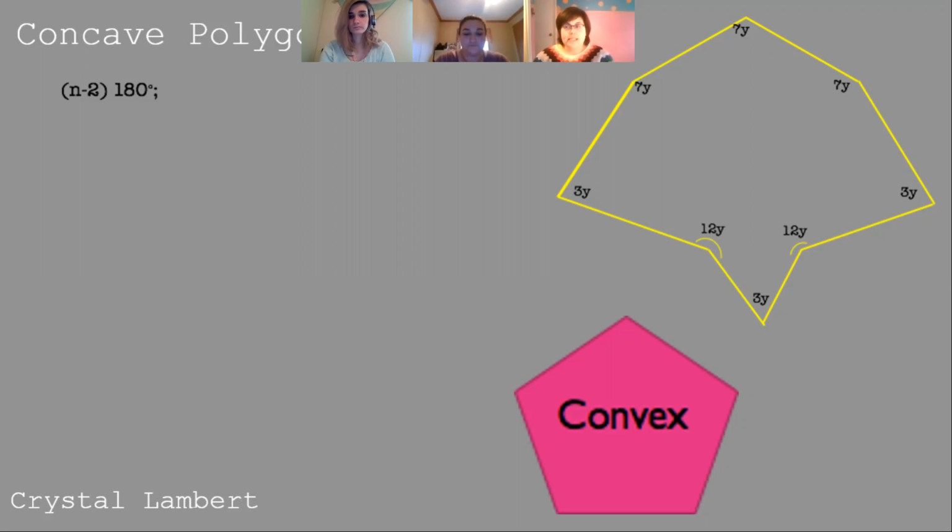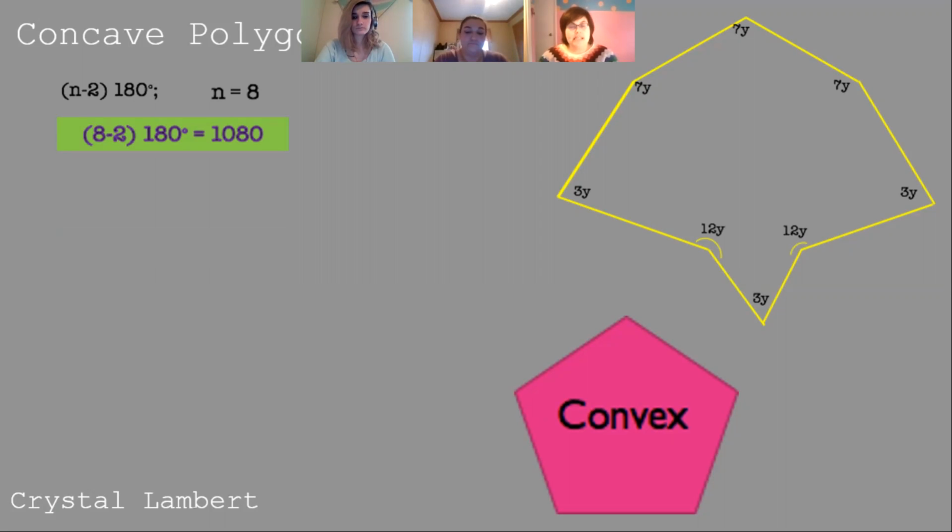In this polygon, which I like to refer to as a stingray because I think it's a stingray, we have a total of 8 sides. So for this formula, we are going to substitute 8 for the variable n into our equation. So we have (8 minus 2) times 180 degrees equals 1080.